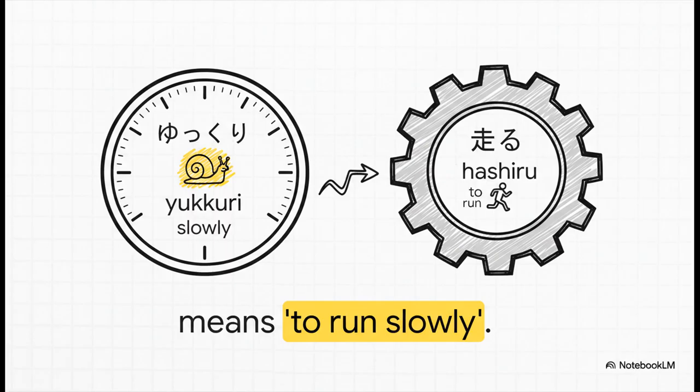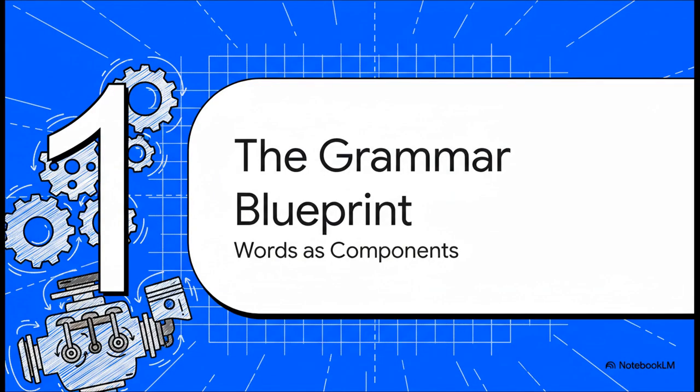Yukkuri hashiru. It just means to run slowly. Right now, it probably just looks like two separate words. But trust me, by the time we're done here, you're going to see them as two perfectly engineered parts, and you'll get exactly how they're designed to click together. Okay, so to really get that connection, we need to look at the overall blueprint.